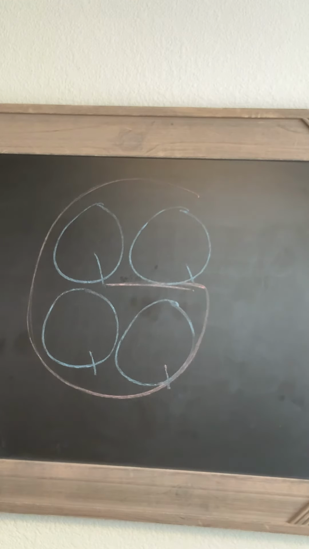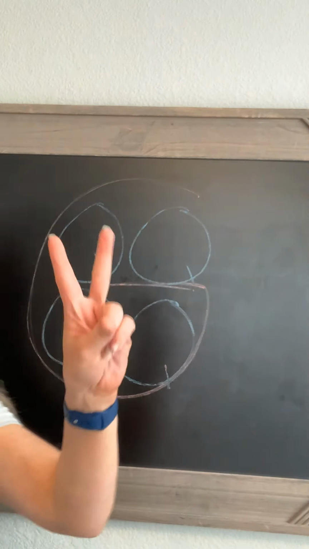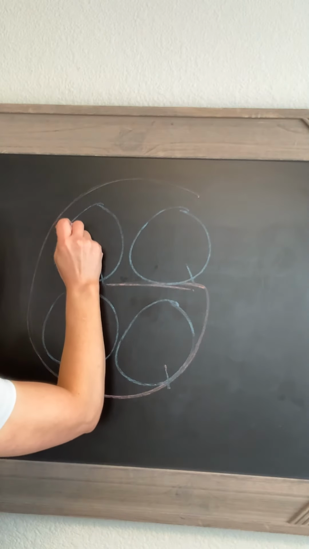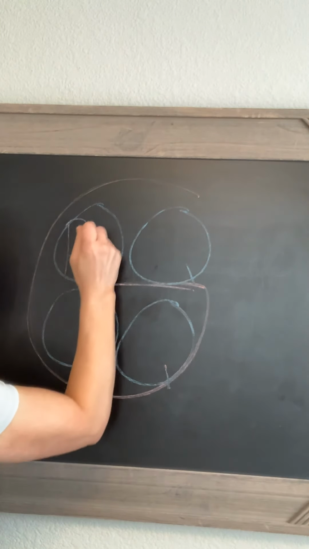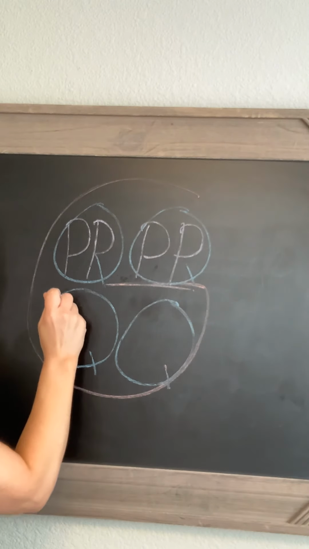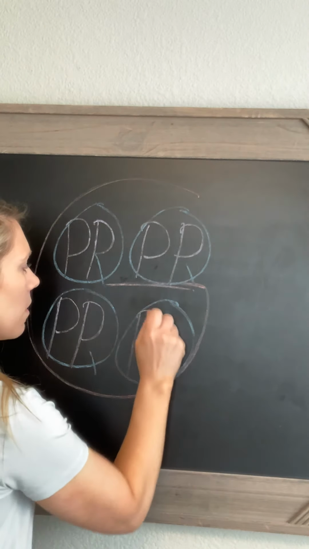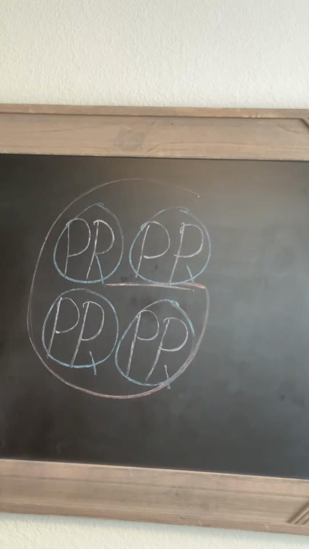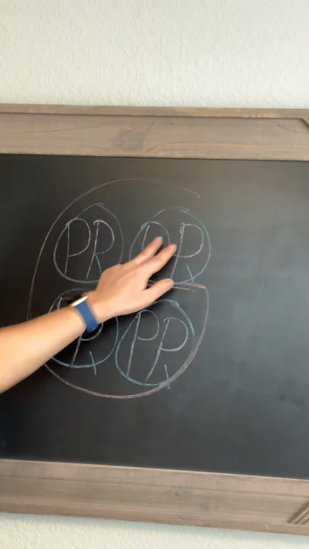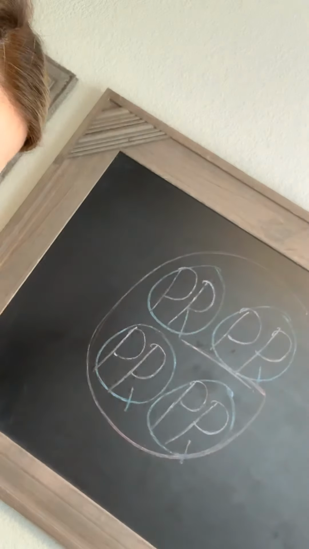Next, the next biggest measurement is a pint. Well, 2 pints equal 1 quart. So I'm going to put a P for pint. 1, 2. So there's 2 pints for that quart. 2 pints for that quart, and 2 pints for that quart. So then how many pints equal 1 gallon? Well, 2, 4, 6, 8. There are 8 pints in 1 gallon.